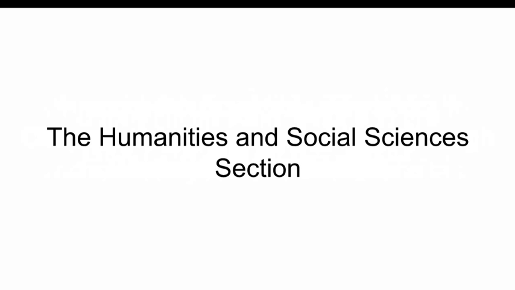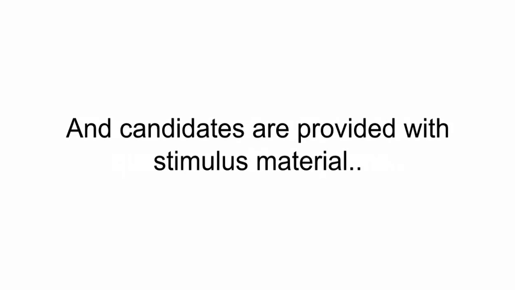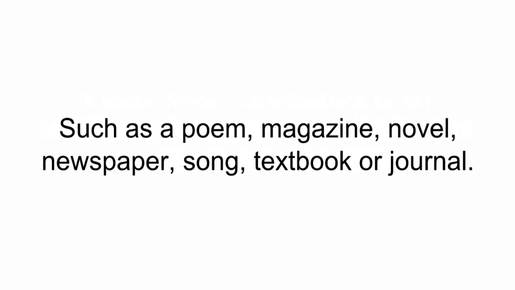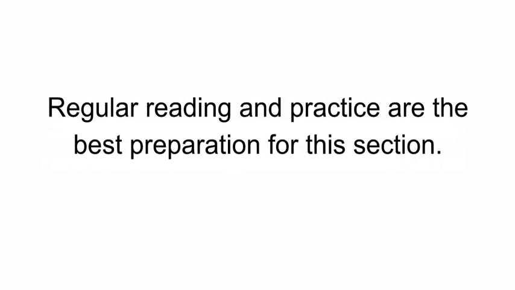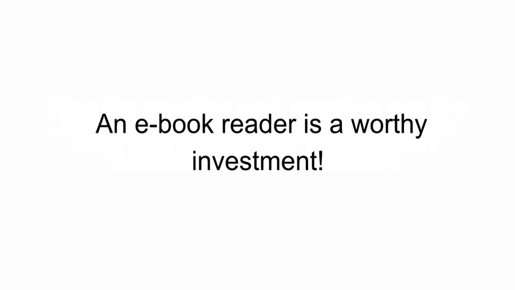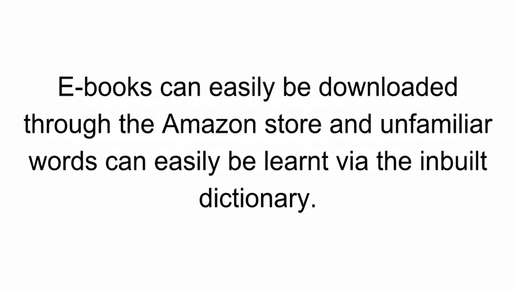Okay, so now we're going to go through section 1 of the Gamsat, the Humanities and Social Sciences section. This consists of multiple choice questions with 4 options, and candidates are provided with stimulus material, such as a poem, magazine, novel, newspaper, song, textbook, or journal. Regular reading and practice are the best preparation for this section. An ebook reader is a worthy investment. Ebooks can easily be downloaded through the Amazon store, and unfamiliar words can easily be learnt via the inbuilt dictionary.